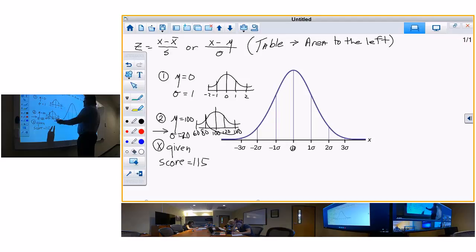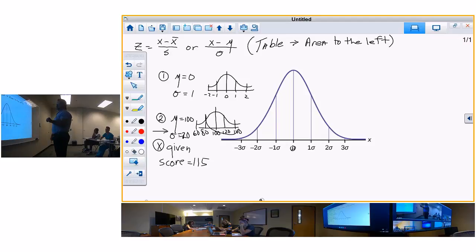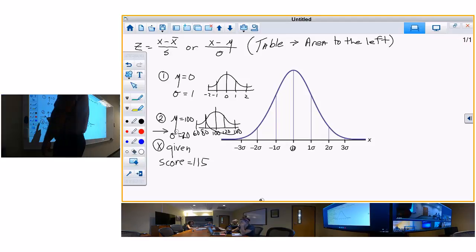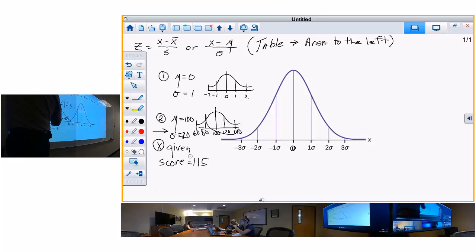Z scores. Test scores. I like to say test scores because that's what most of them are. But here they give you, you still got to find the Z, you still got to look it up in the table or use your calculator, you still do all that. But there's two types of questions. All right? Now, also when you're working with these type of questions, you got to remember another formula, which is from this formula right here. And it's basically solving for X. And it's x is equal to oz plus mu.